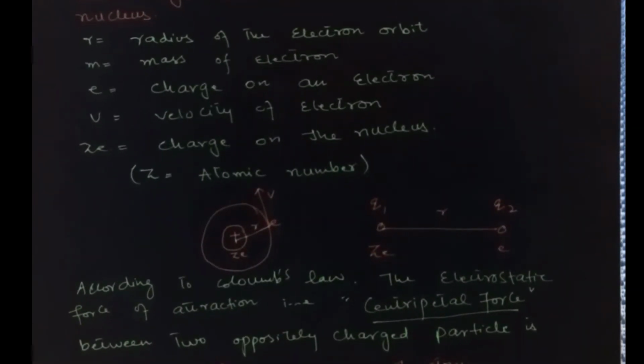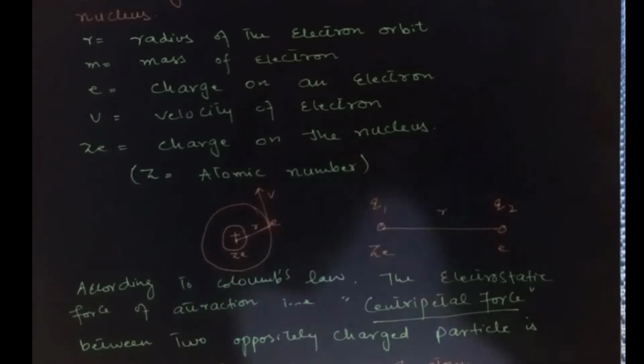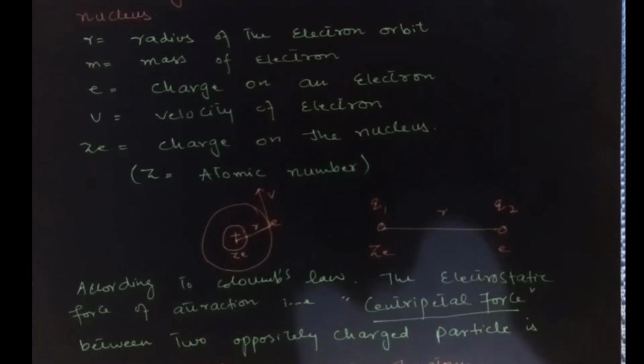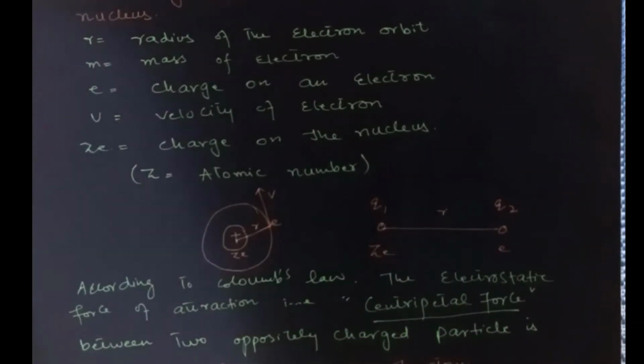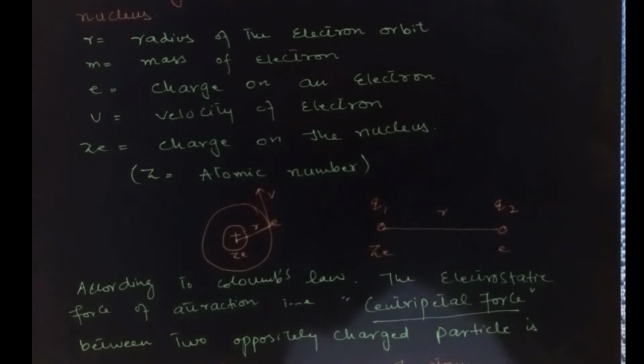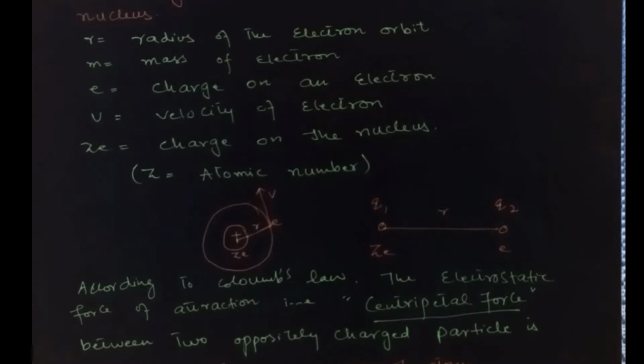If you write down the equation of Coulomb's law, F is directly related to Q1 and to Q2 as well, divided by r square because it is inversely related to r square. F is directly proportional to Q1 Q2, and F is inversely proportional to r square. By combining these two, we get the final equation that F is proportional to Q1 Q2 divided by r square.